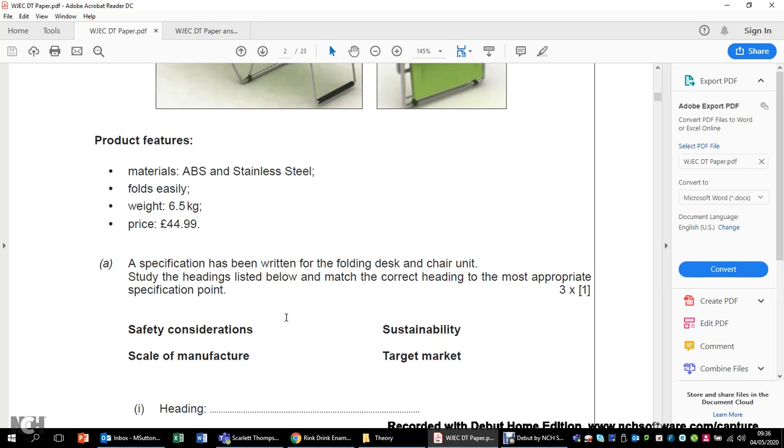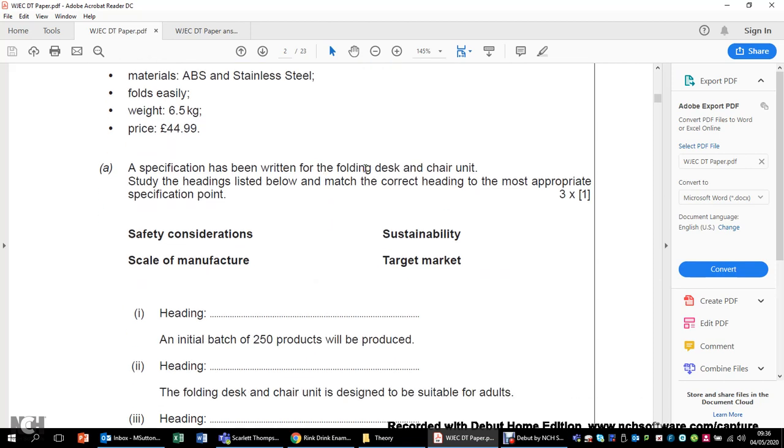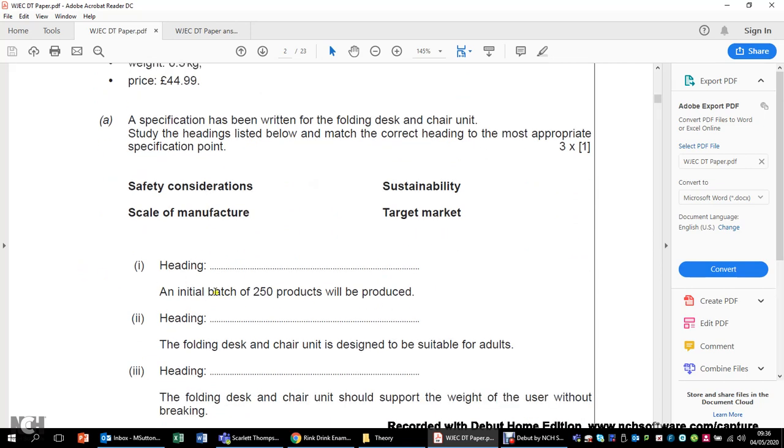So they've actually done it in a backward type of way. They're asking you to match these headings to the actual specification points. So you've got the heading and then you've got what the actual thing is. It's got an initial batch of 250 products will be produced. Well, I think this one is very, very straightforward because that is going to be scale of manufacture.